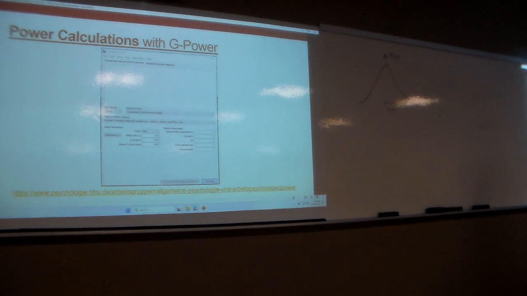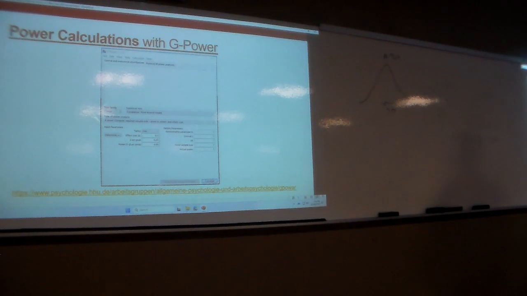Power calculations with G-Power. Anybody use G-Power before? Okay. G-Power is a really simple, free tool that can do some basic power calculations that are good for a lot of applications. Sean and Ben really dislike G-Power.